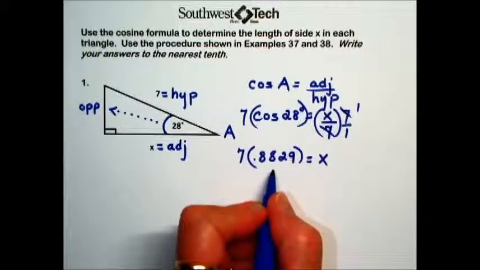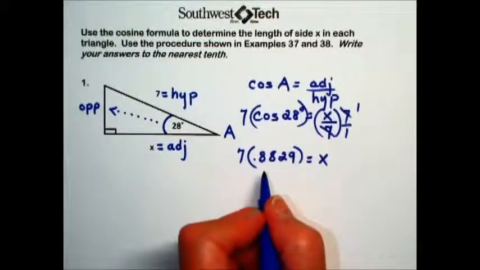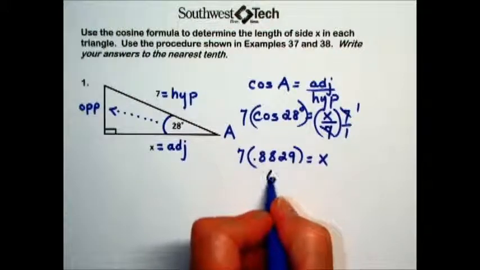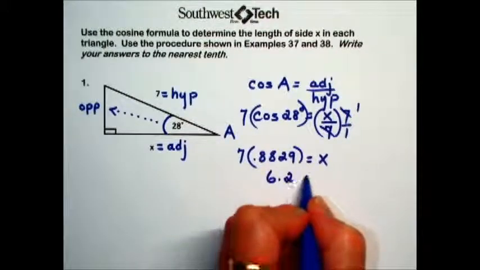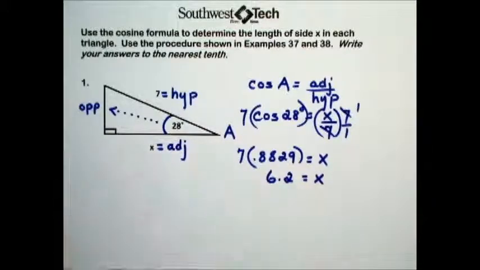And our last step then to finish is to do the multiplication 7 times this decimal value, and rounding that result to the nearest tenth gives us a value for x, or the length of our adjacent side, of 6.22.